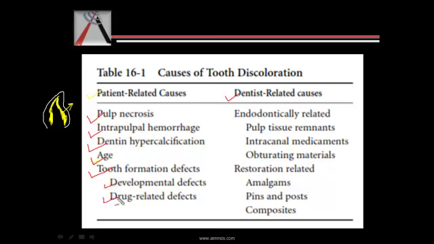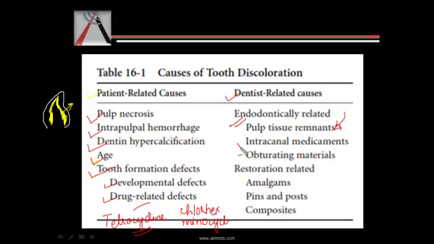We have some drug-related staining. In that, we have some drugs that result in extrinsic staining such as chlorhexidine and minocycline, while we have some other drugs which cause intrinsic staining such as tetracycline. We have seen all these drugs and the details in our previous video. Under the dentist-related causes, we have the endodontically related causes, wherein if the dentist leaves behind pulp tissue remnants because of improper debridement, this remnant may disintegrate and result in discoloration.